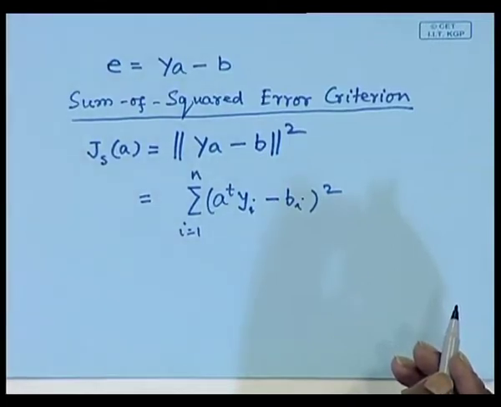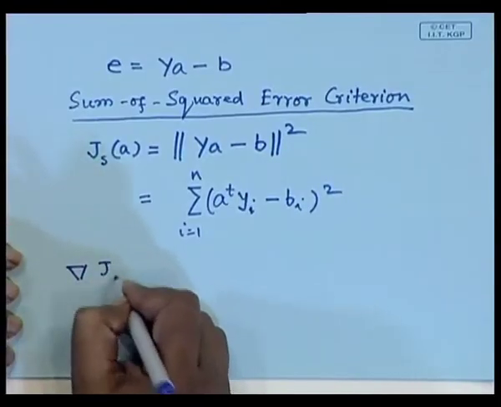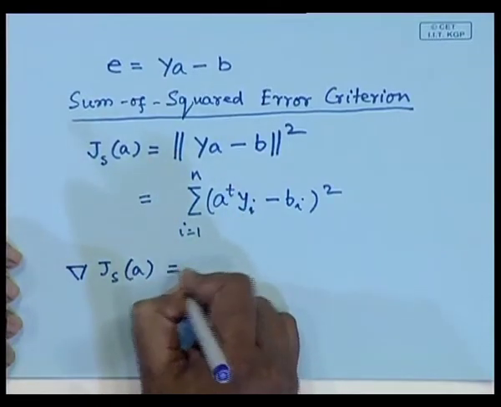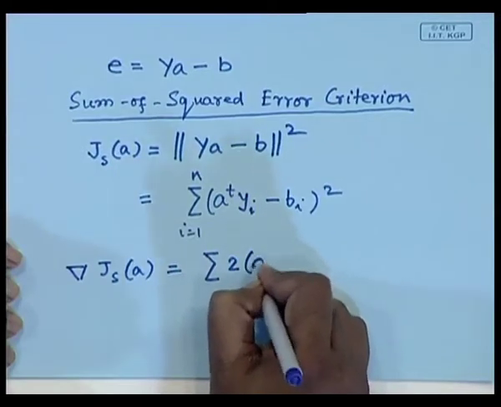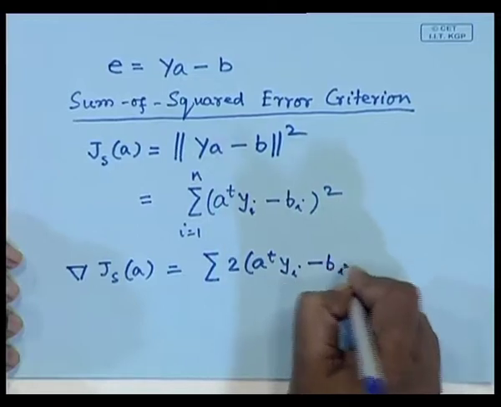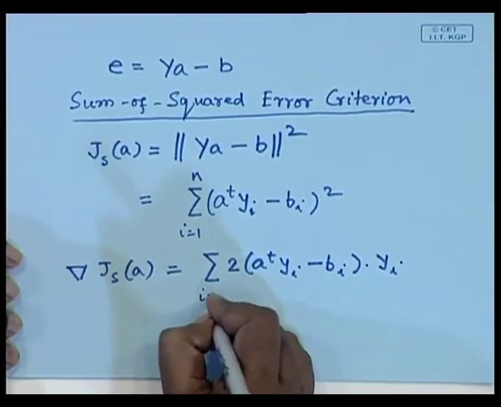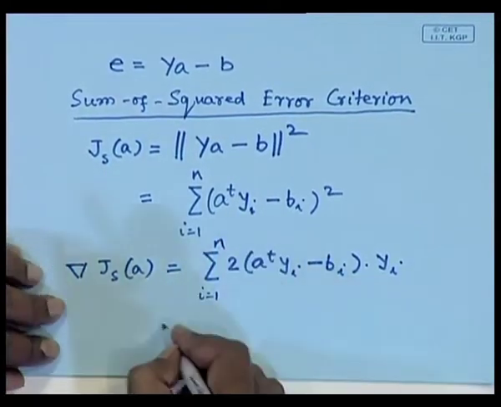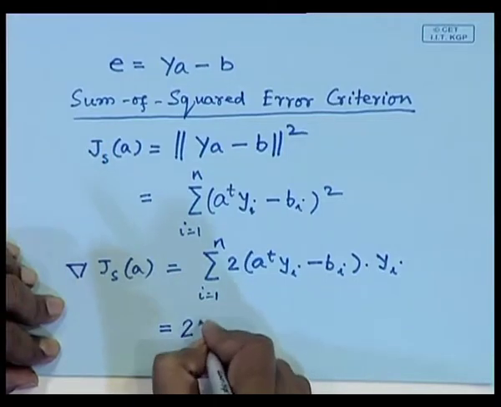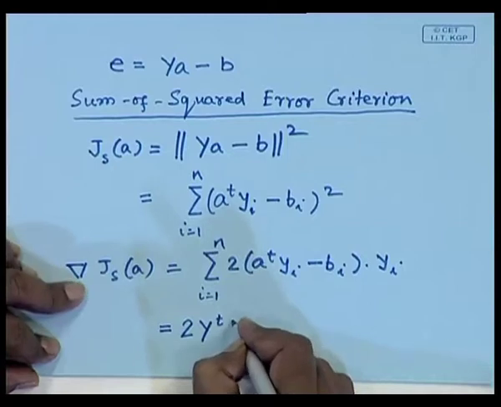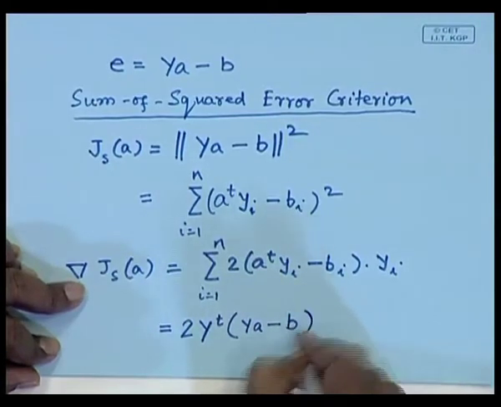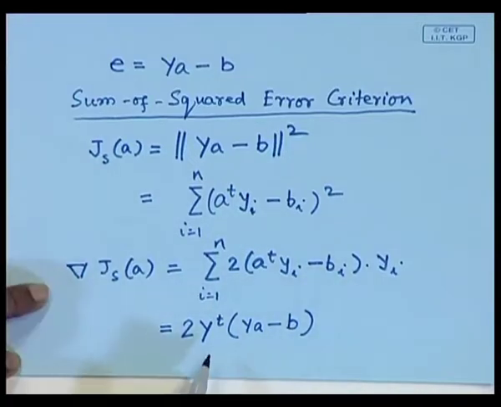Okay. One of the approaches is obviously the gradient descent approach. You start with an initial weight vector, then go on updating it. So, the gradient of J_S(A) with respect to A from here will be nothing but the sum of 2 into (A transpose y_i minus b_i) into y_i, where i varies from 1 to n, right, which can simply be written in the matrix form as 2 y transpose into (y A minus b). So, using this gradient, I can make use of the gradient descent procedure to obtain a solution for A.